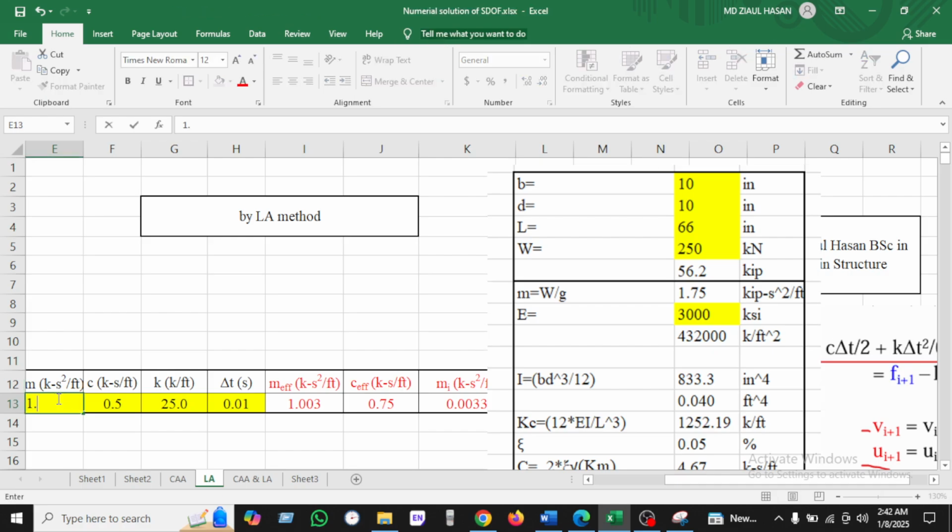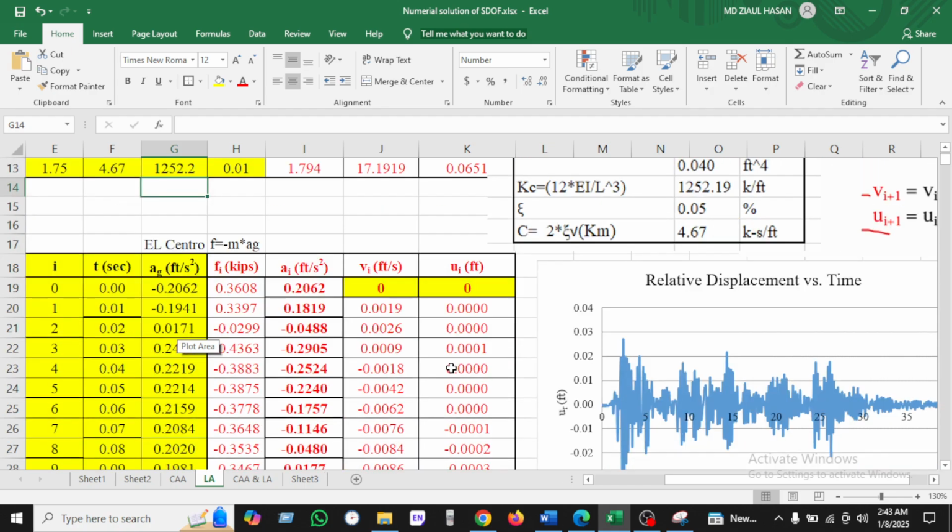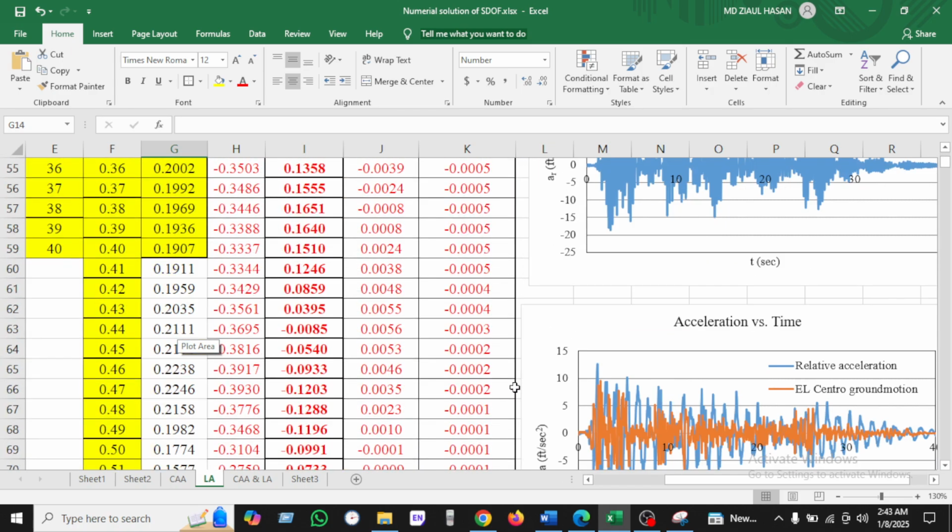M is 1.75, and C equals 4.67, and K equals 1252.19. Okay, so we have been seeing all the data has changed.